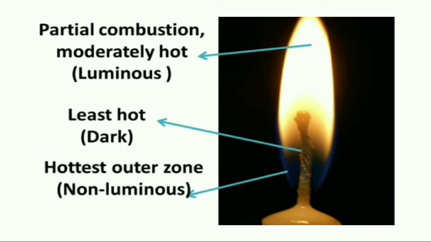Then the outermost zone. The outermost zone is bluish in color. It is a non-luminous zone, that means it does not give light but gives heat. In this zone, complete combustion of the fuel takes place because there is lots of air or oxygen around it. The outermost zone has the highest temperature in the flame. It is the hottest part of the flame and the maximum temperature is 1800 degrees Celsius.